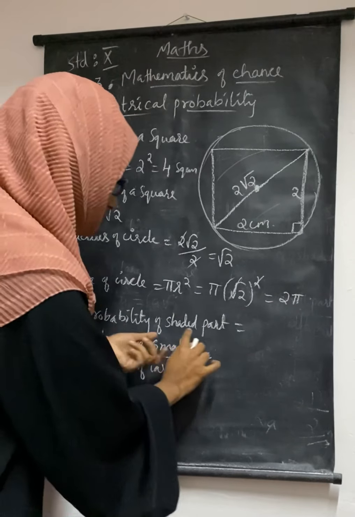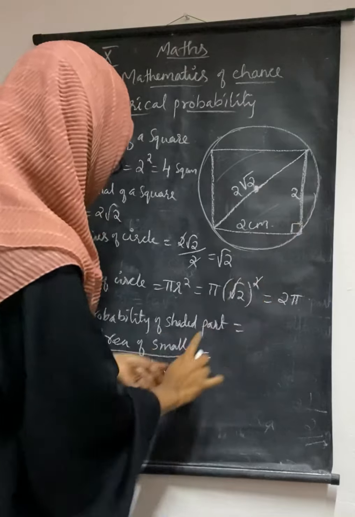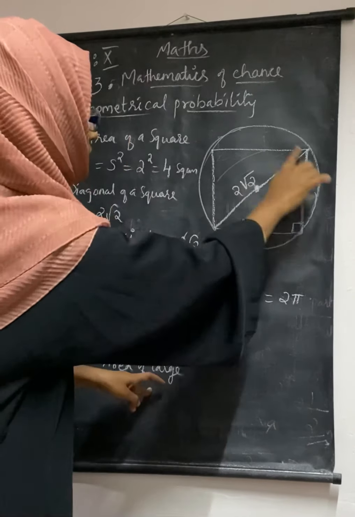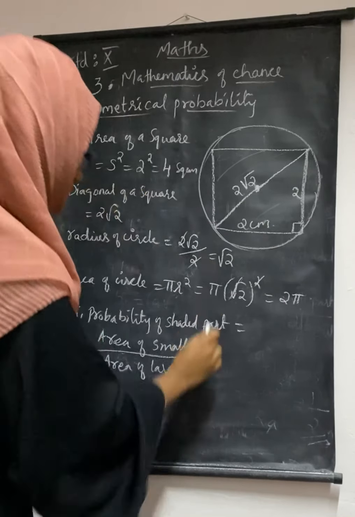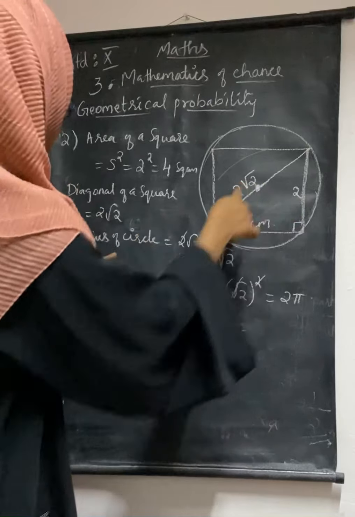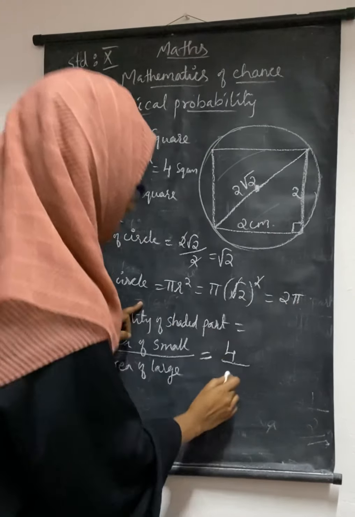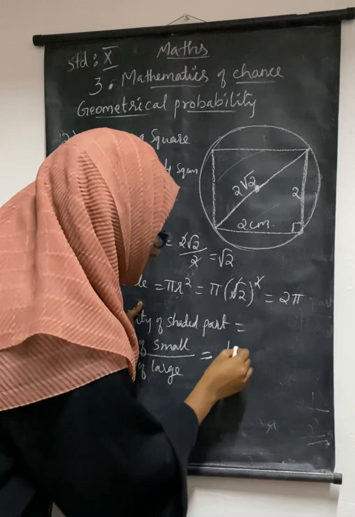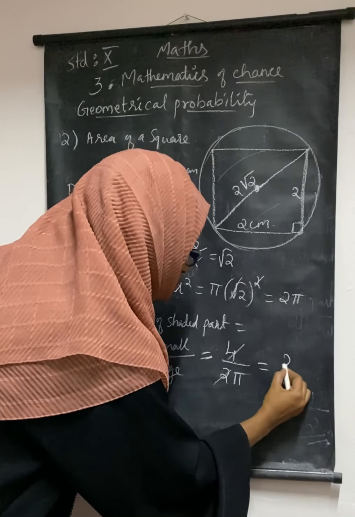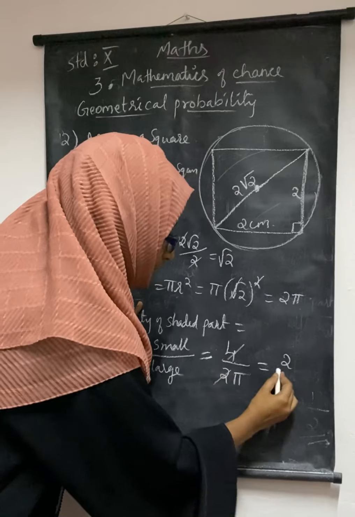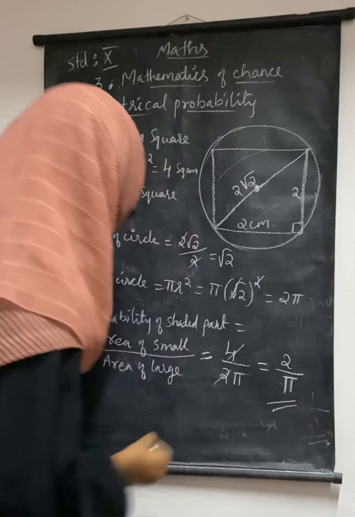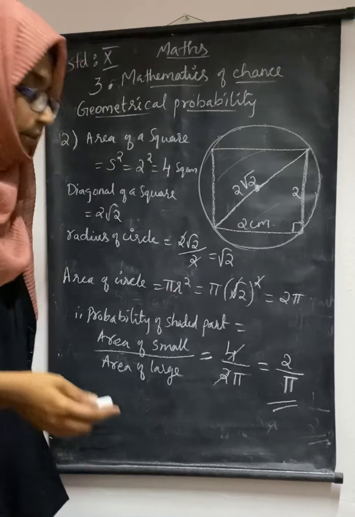Now, therefore, probability of the shaded part is equal to area of the small by area of the large. What is the area of the small? That is the square area. Square area is how much? 4. 4 by area of the large. Area of the large means circle. Circle area is here, 2 pi. So 4 by 2 pi. You can divide here, 4 by 2 will be 2, and the 2 cancels here. So 2 by pi. This is the answer, the probability of this shaded part.